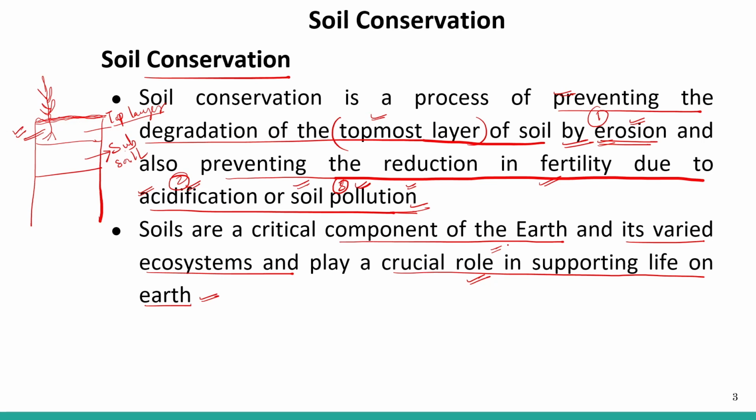If we understand it this way, we can see that every trophic level is getting the nutrients that have been absorbed from the soil. Soils are a critical component of the earth and its varied ecosystems. It varies from ecosystem to ecosystem. We have different landforms, in the form of mountains, hills, plains, and plateaus, so everywhere there are different types of soil. Different types of soil mean different ecosystems, and that plays a crucial role in supporting life on the earth. So, very important.